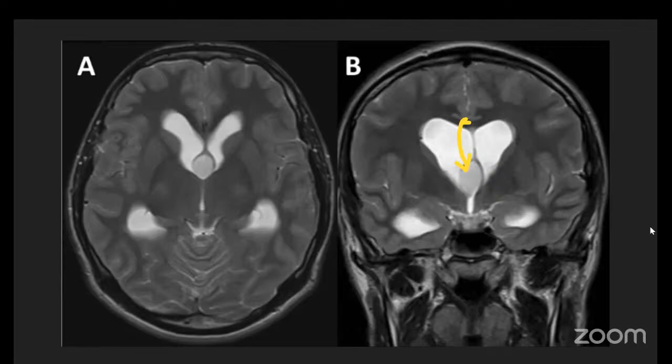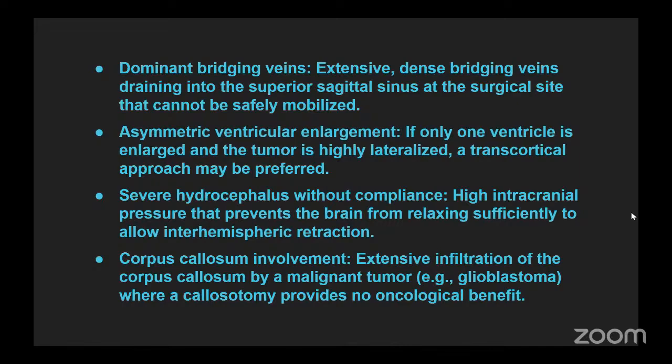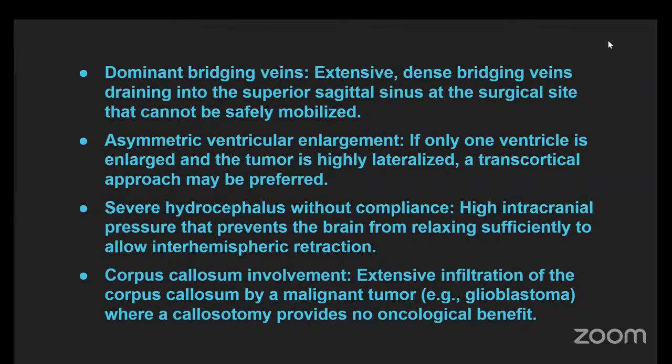Let's see. So the contraindications. Now this is something which can be a very good topic for debate, because some of these would be absolute and some would be relative, varying from surgeon to surgeon expertise. If there are dominant bridging veins which are not letting you create an adequate enough interhemispheric corridor, then that is also a relative contraindication. Asymmetric ventricular enlargement.